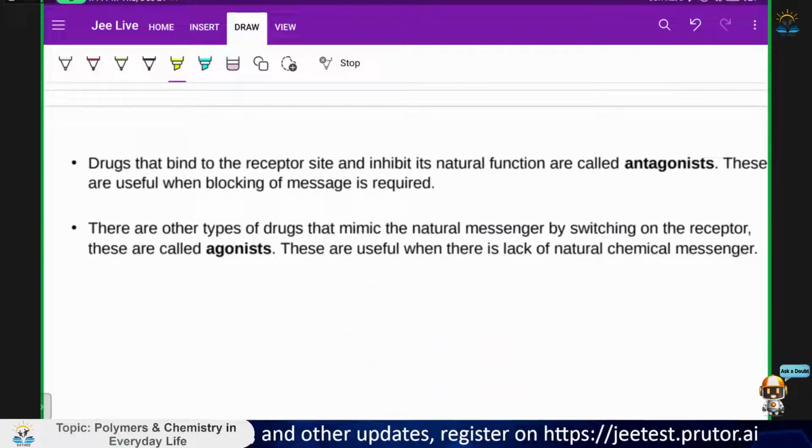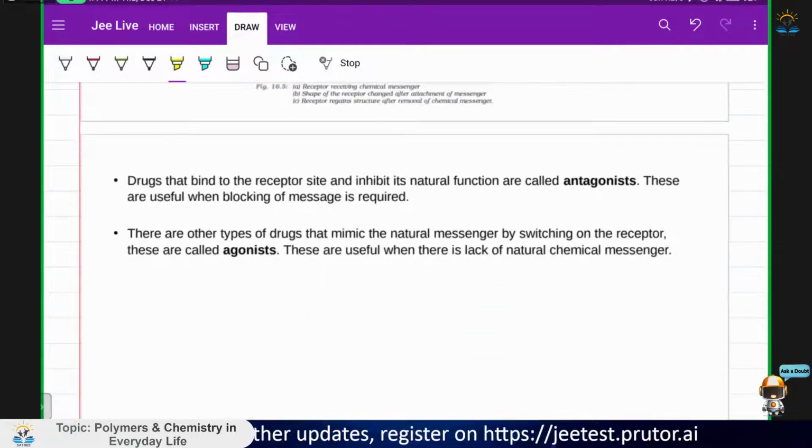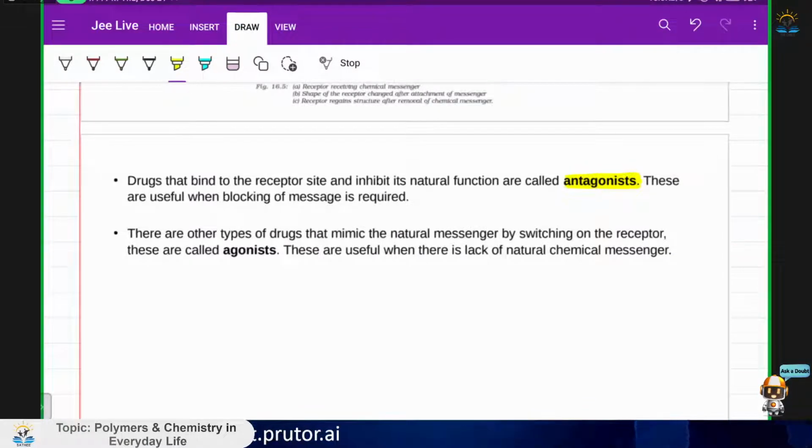Drugs that bind to the receptor site and inhibit its natural function are called antagonists. So drugs which bind to a receptor and block its activity are called antagonists. What are the drugs that act like the natural substrate? Such drugs are called what? Agonists, which mimic the natural messenger. So drugs that mimic the natural messenger are known as what? Agonists.